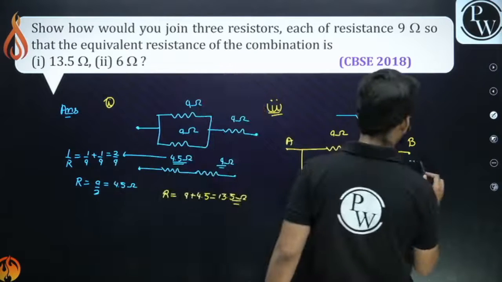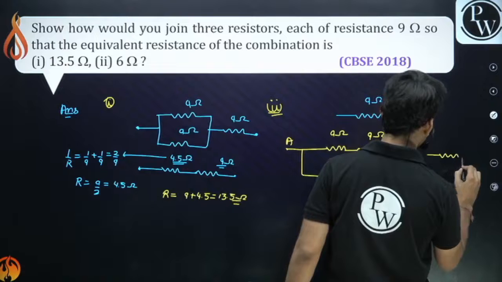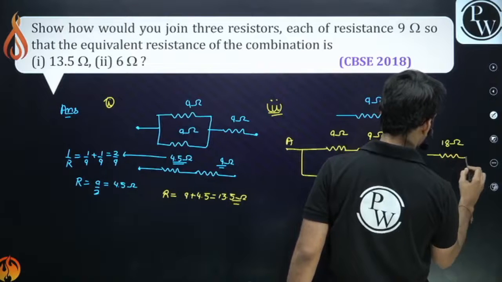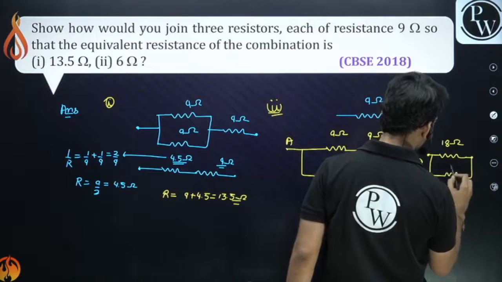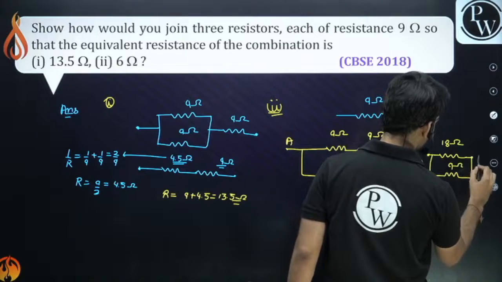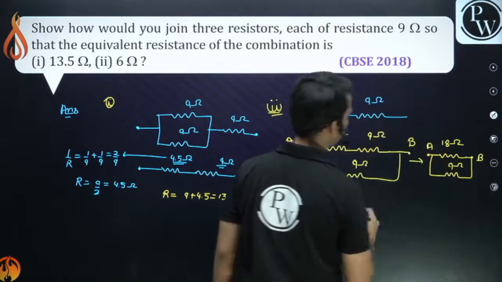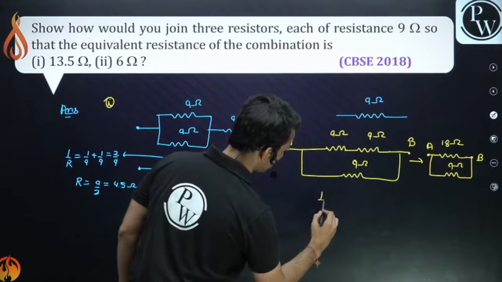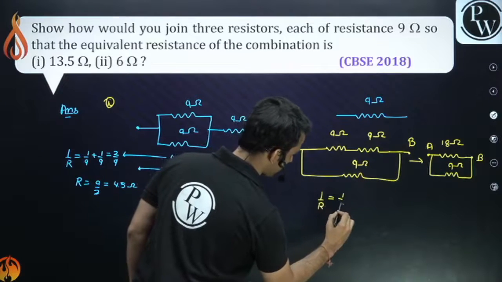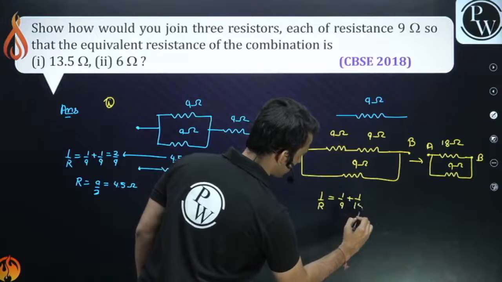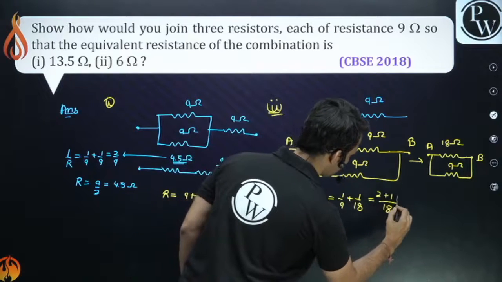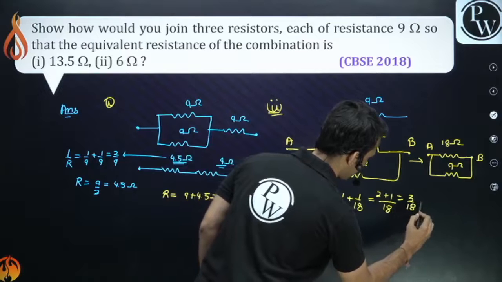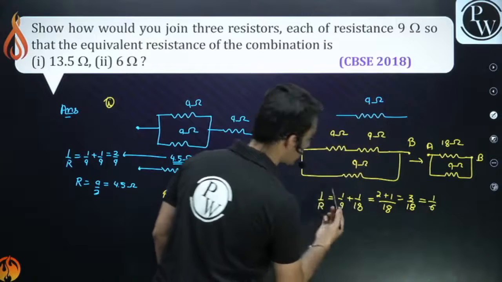9 and 9 in series would provide us with effective of 18 ohm, right? And then we have 9 ohm in parallel. So what is effective now? Can you tell me? 9 and 18 in parallel. So 1 by R is 1 by 9 plus 1 by 18. This would be how much, guys? 2 plus 1, 3 upon 18, which is 1 by 6, which is 1 by R.